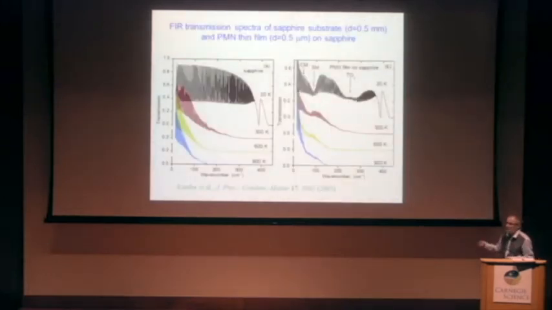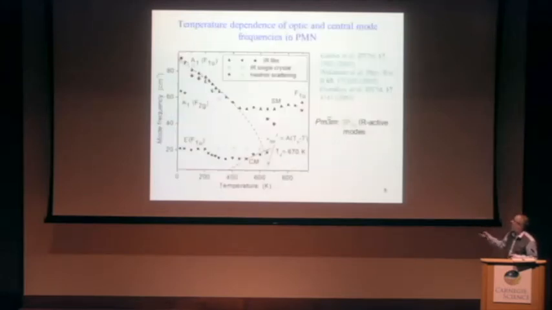Already 12, 13 years ago, we investigated PMN crystals, ceramics, or thin films, and here is an example of a study of PMN thin film on sapphire. Spectra of the sapphire show nice transmission, it means that we have interferences in sapphire, but in the thin film we see some absorption minima showing phonon frequencies. And note the phonons are split, and practically they are split at all temperatures. And at that time we explained it by appearance of polar clusters below Burns temperature.